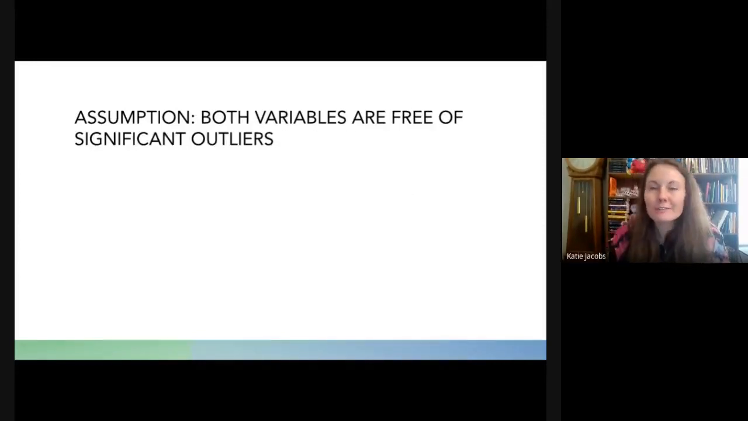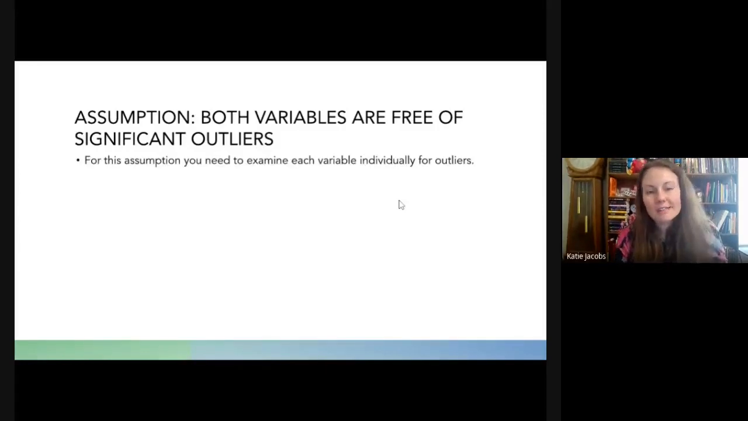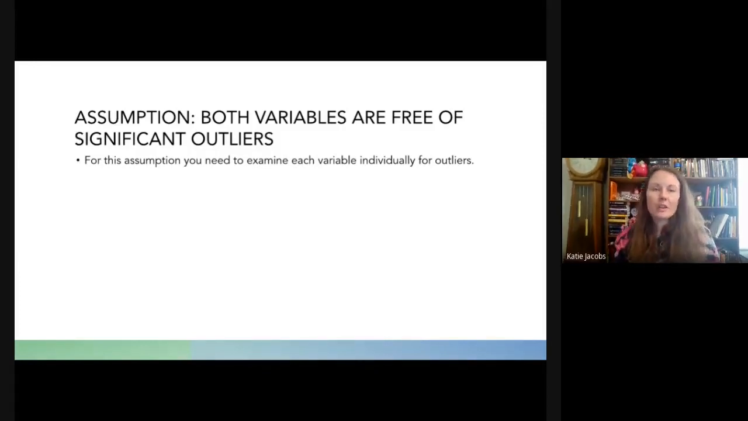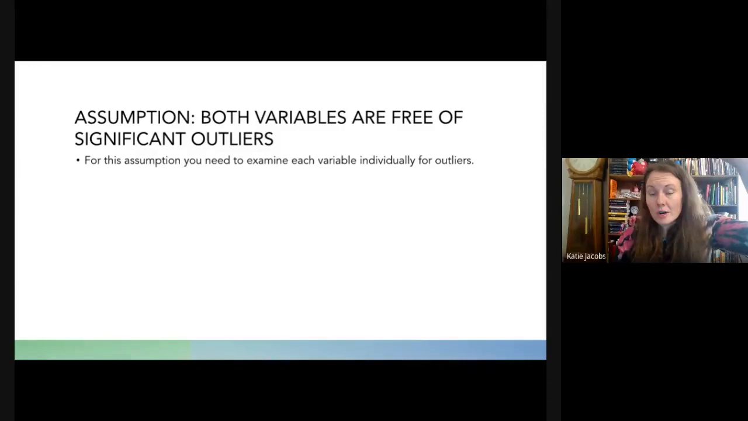Assumption: both variables are free of significant outliers. For this assumption, you need to examine each variable individually for outliers. So how do we do that? How do we examine our data set for outliers? If you said we need to find the z-scores for each of the variables, you're 100% correct. So something to keep in mind is when you're finding the z-scores, you're going to find the z-scores for your x variable first. What do you have to do first to find your z-score? If you said you had to find your mean first, you're right.